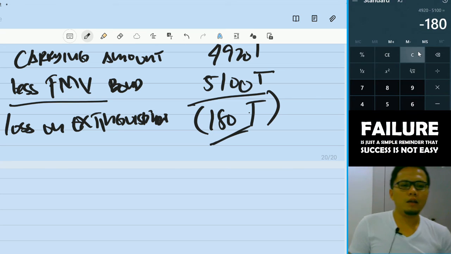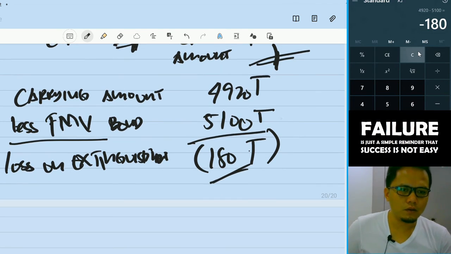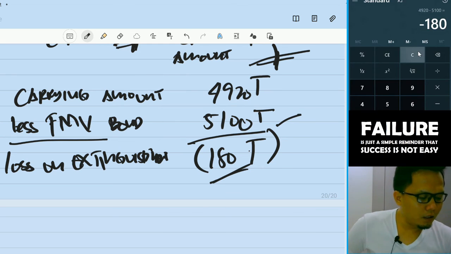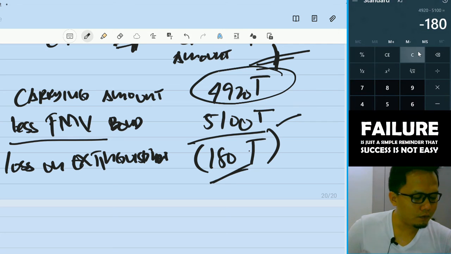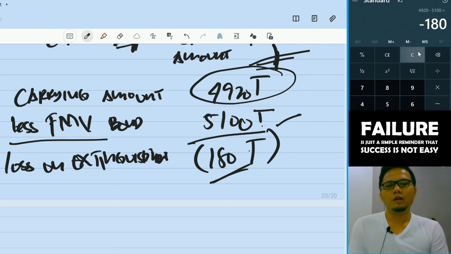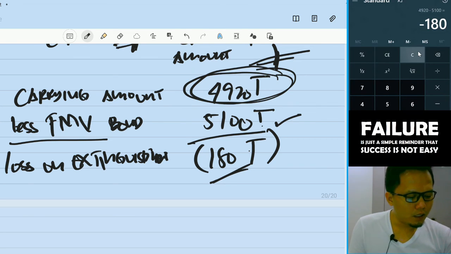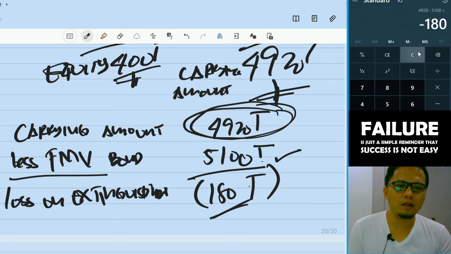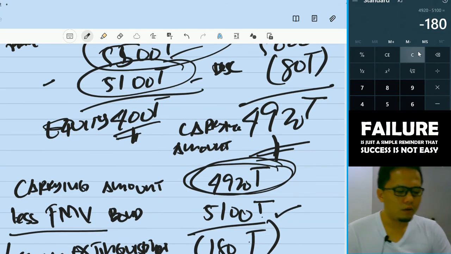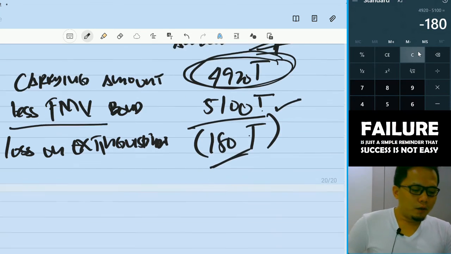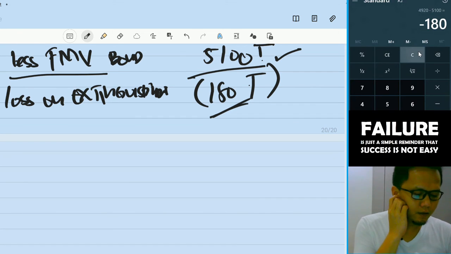Again, the question is, bakit loss? Because in concept, nagbayad tayo ng 5,100,000, yung utang lang dapat natin is 4,920,000. Okay? If this is lower than your carrying amount, then that is a gain. Okay? Now, so this is payment prior to maturity date, ha? So how will we recognize this per entry?